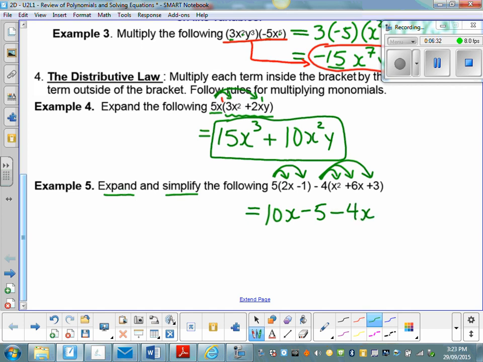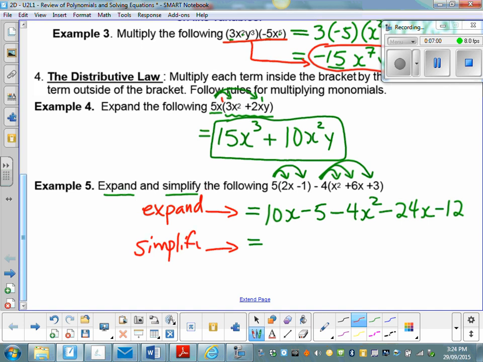So negative 4 times x squared is negative 4x squared. Negative 4 times 6 is negative 24x. It's multiplying by 6x there. And negative 4 times 3 is minus 12. So that step there was the expand. This step here is going to be the simplify.